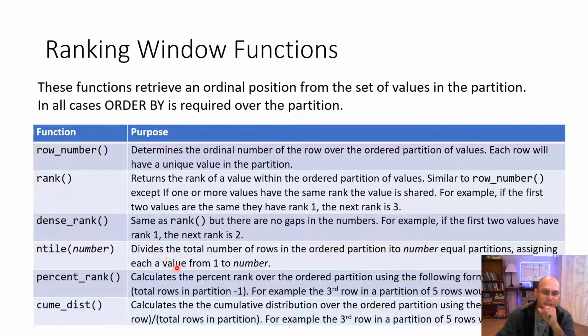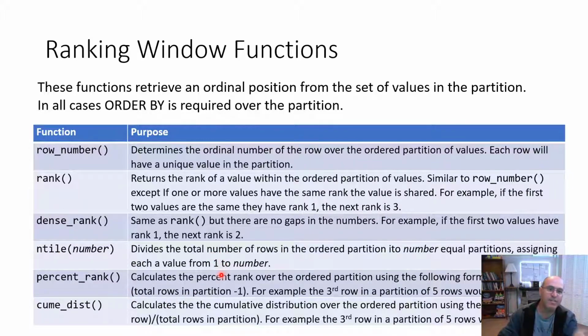Then you have n-tile, which in essence divides the partition into equal values and assigns a value between 0 and 1 to each value. Sorry, that's percent rank. That's how that works. But n-tile will take a value. Let's suppose a partition has 12, and you divide it into 4 bits. Then the first 3 would have a 1, the next 3 would have a 2, the third 3 would have a 3, and the fourth 3 would have a 4. So that 12 divides evenly into 4. It breaks it up into groups and assigns a group to each number.